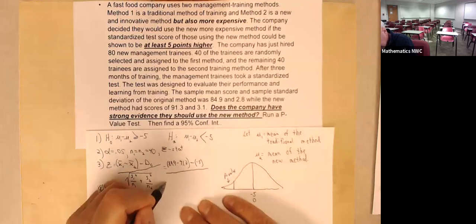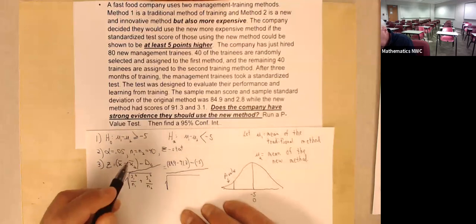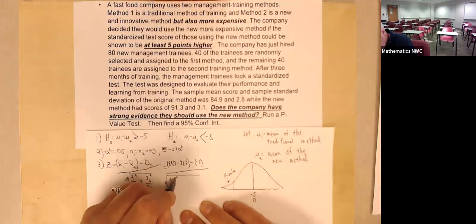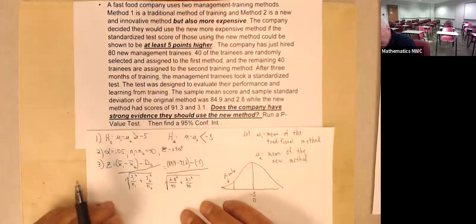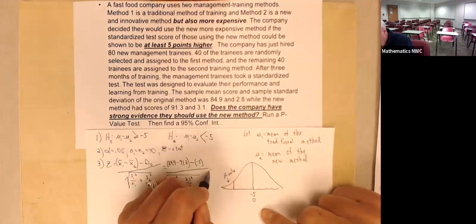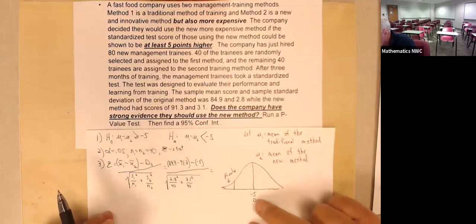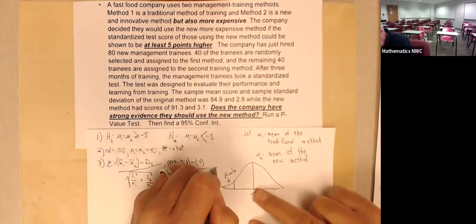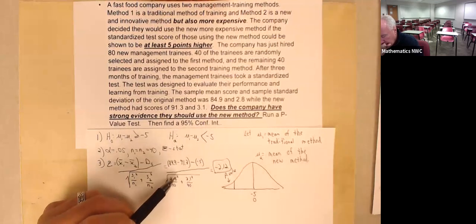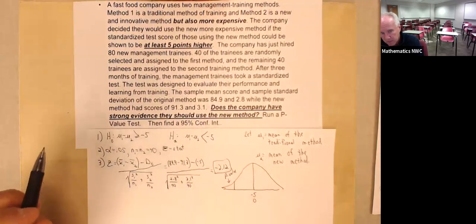All divided by square root of 2.8 squared over 40 plus the 3.1 squared over 40. You need to run that through your calculator. It does take some work, but here's what you end up getting. You end up getting for a z-score a -2.12. So again, make sure that you can get that number from your calculator.